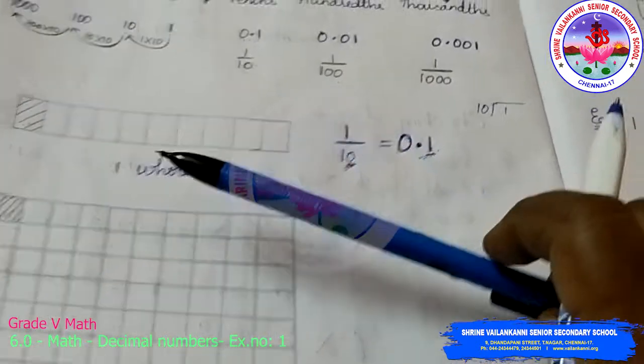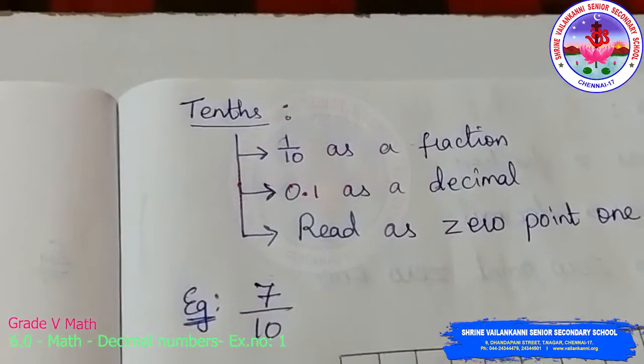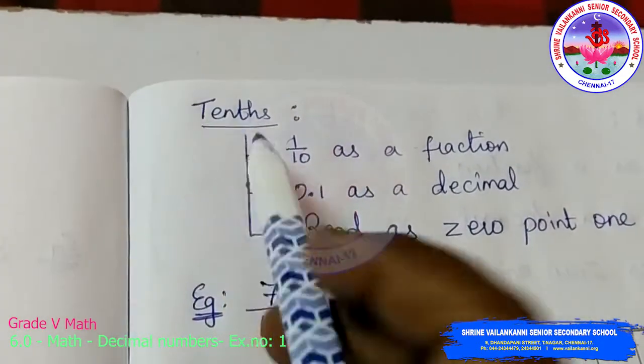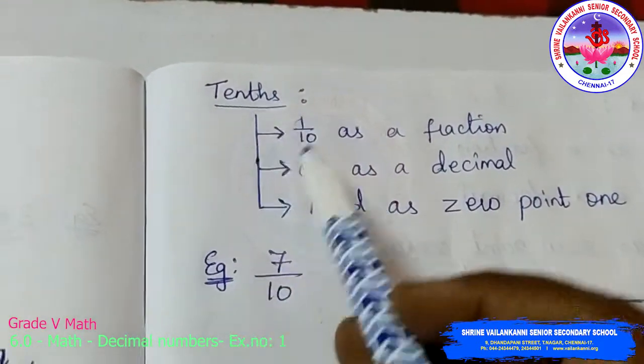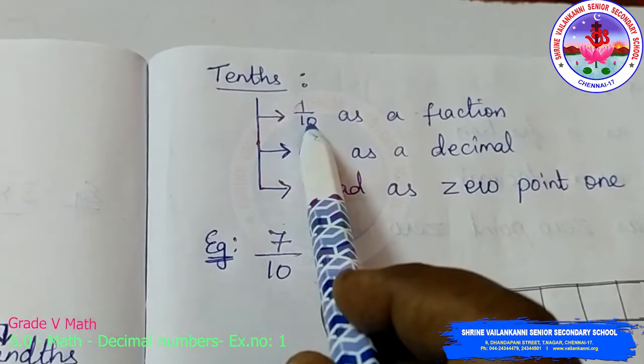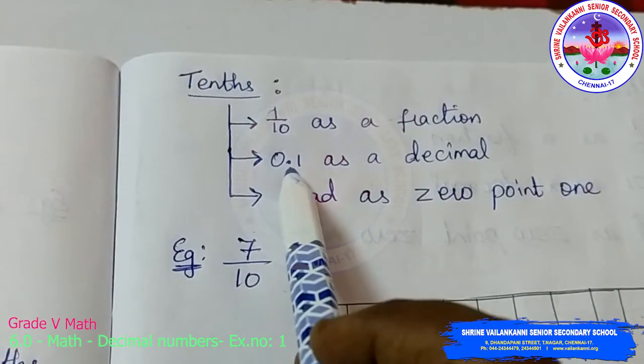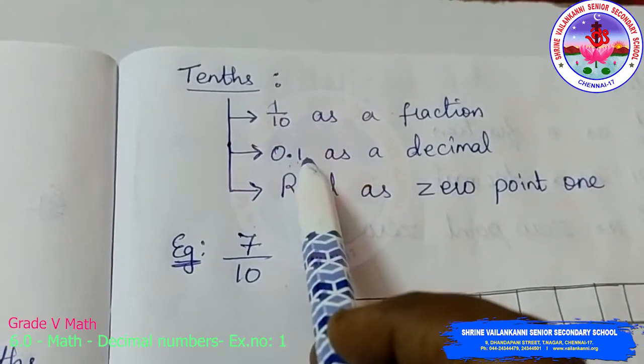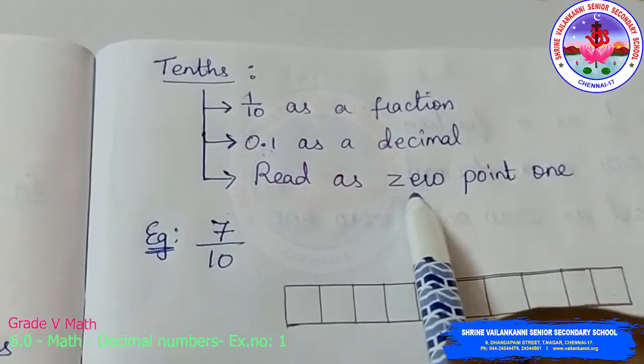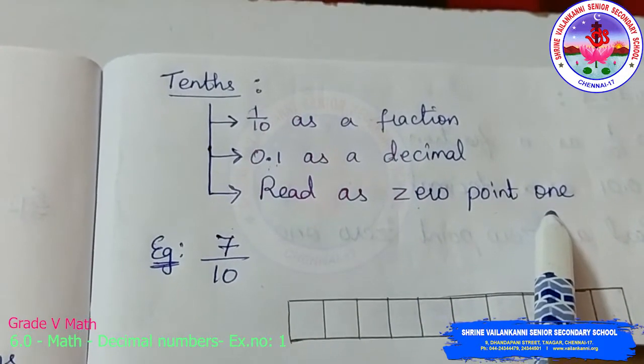Okay. Now as an example I am going to show you. I have taken one-tenth, which is denoted in fraction as 1 by 10, and in decimal I have shown you 0.1, and it can be read as 0.1.